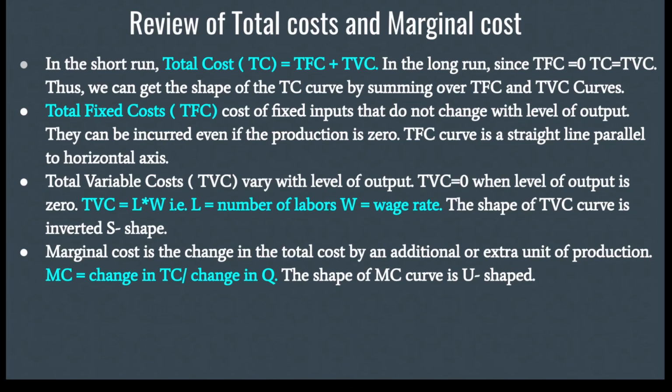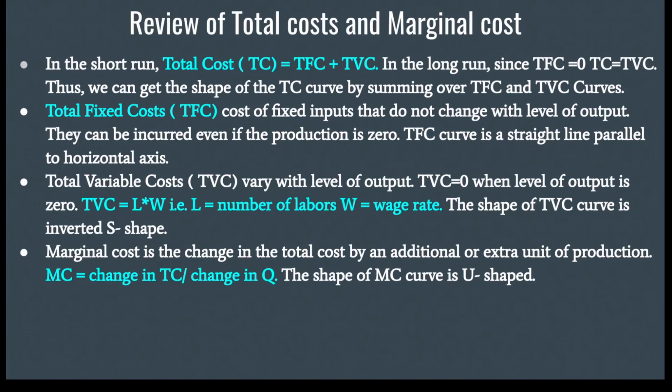Total variable cost, TVC, varies with the level of output. TVC is equal to 0 when the level of output is 0. The formula is TVC is equal to L times W, where L is the number of laborers and W is the wage rate, which is nothing but the cost of the laborers or variable input. The shape of the TVC curve is an inverted S shape.